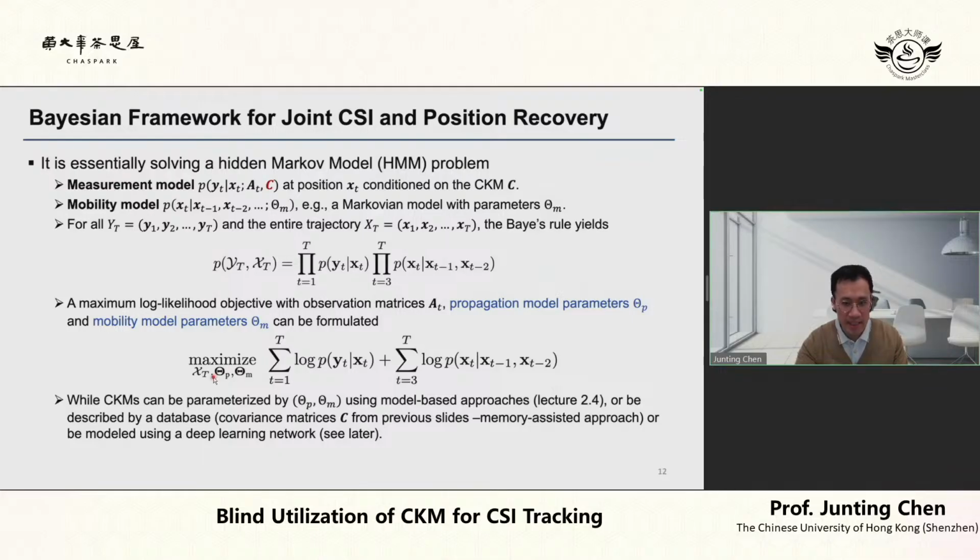Now, in the previous lecture, we have already seen how to solve this problem, right? Using a model-based approach, where in the previous lecture, we formulated the measurement model using a parametric model. Now, in this lecture, we'll also describe how to solve this problem using a data-driven approach, where we don't have some specific parameter for theta t, right? But we have the covariance matrix from CKM. And we also provide an alternative strategy to develop a deep learning driven approach to solve this problem where we don't have a parametric form for the mobility model. And we use a deep learning model to try to learn the mobility pattern hidden in the data.